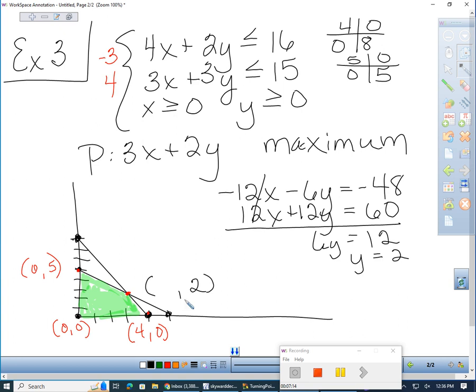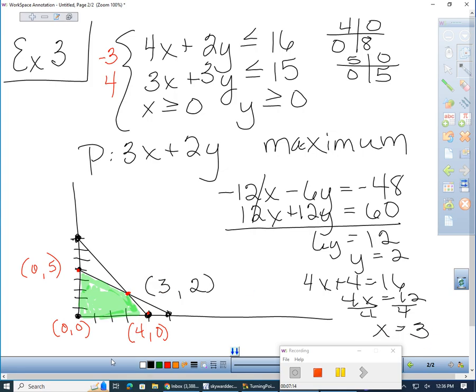How do I find the x value? Plug it back into the equation. Yep. So I'm going to take and plug 2 right back in here. So I have 4x plus 4 equals 16. Subtract 4 over, I get 4x equals 12. Divide both of them by 4, and x equals 3.